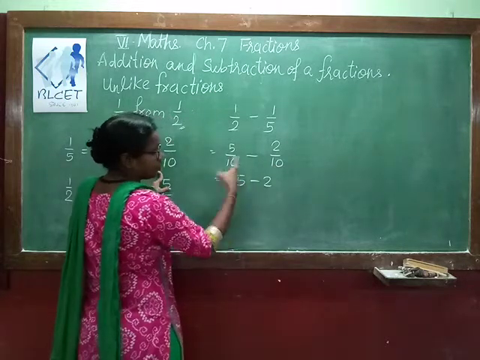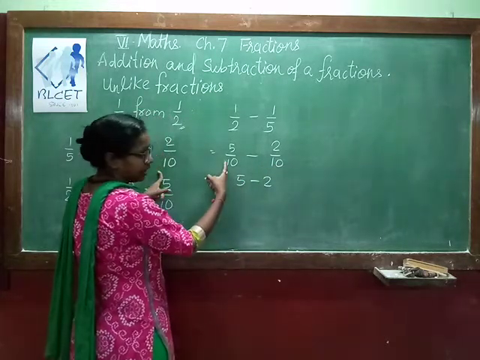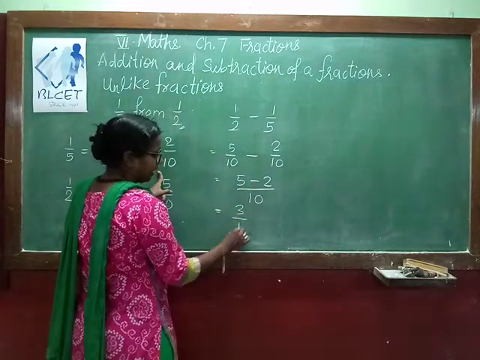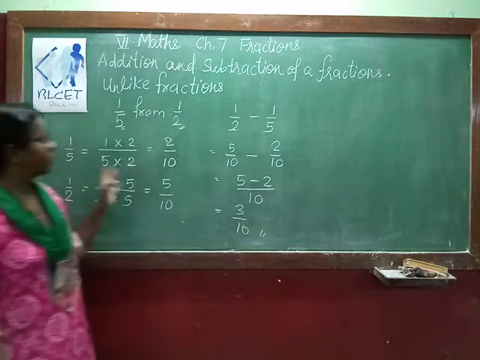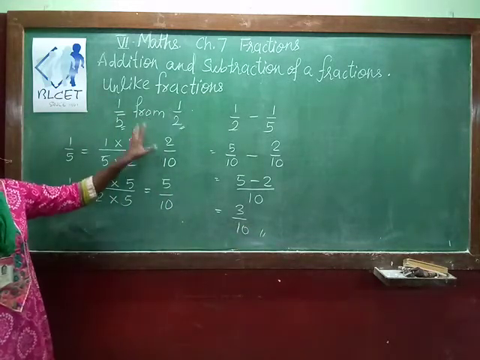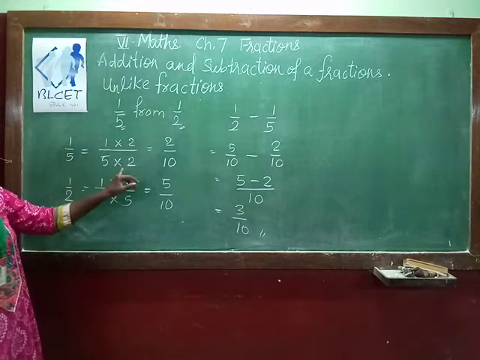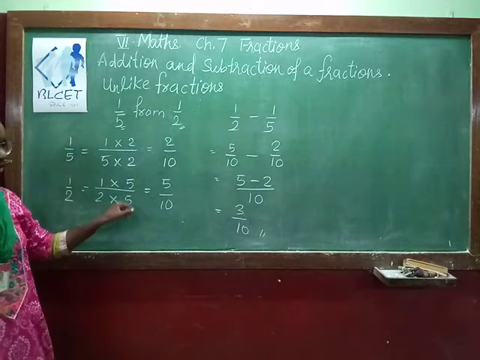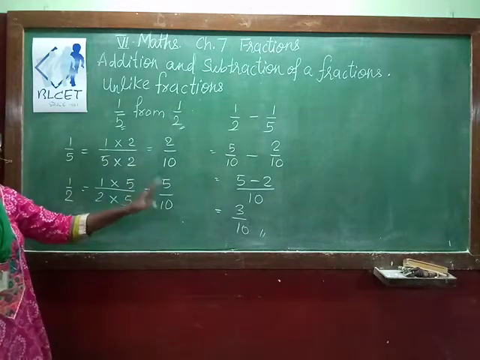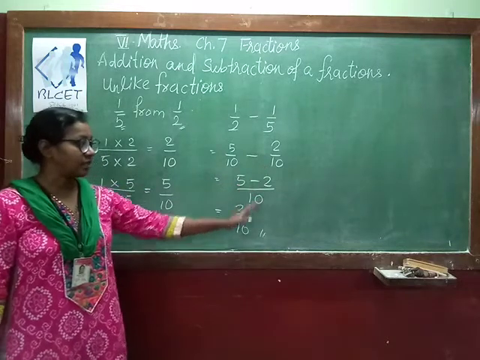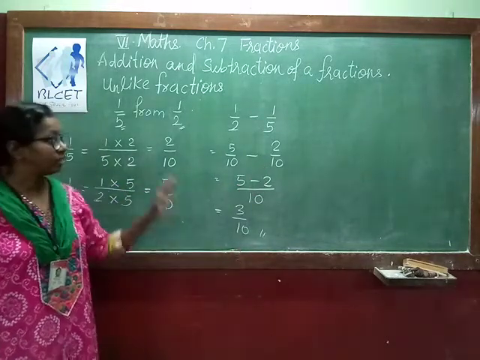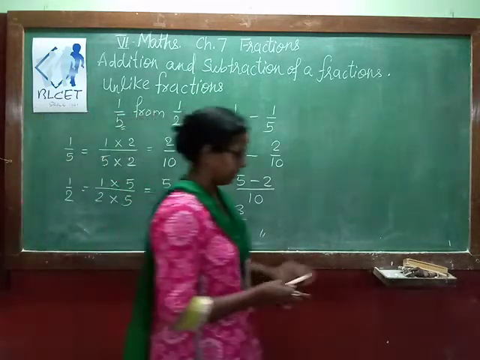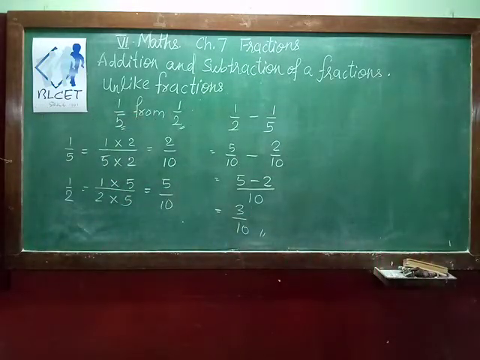5 minus, now both the fractions are like fractions. So 5 minus 2 divided by 10, which is equal to 3 by 10. So this is our answer. So this way we can do the subtraction for unlike fractions. We have to convert them into like fractions, or we have to find the equivalent fraction so that these denominators become same. After converting them into like fractions, it is very easy to do the subtraction. So this way we can do the subtraction, and this way also we can do the addition. Okay, let's see for the addition.